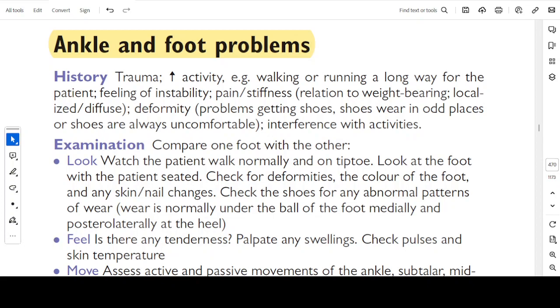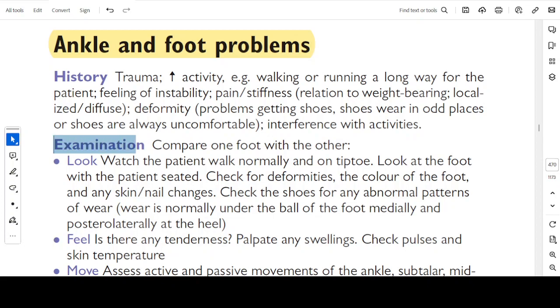History. You have to ask about history of any trauma, increased activity, like are they walking recently or running a long way, feeling of instability, pain or stiffness in relation to weight bearing, localized or diffused, deformity, problems getting shoes, shoe wear in odd places, or shoes are always uncomfortable, interfering with activities.